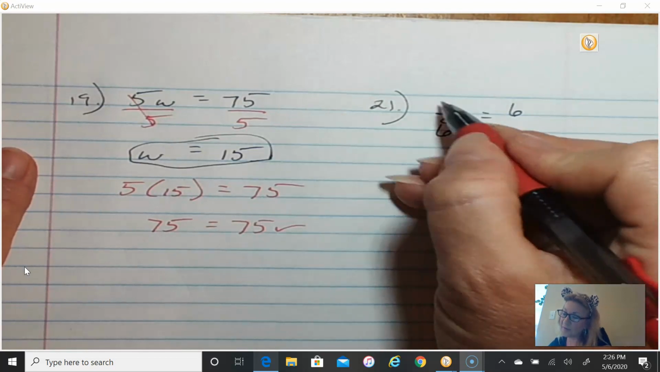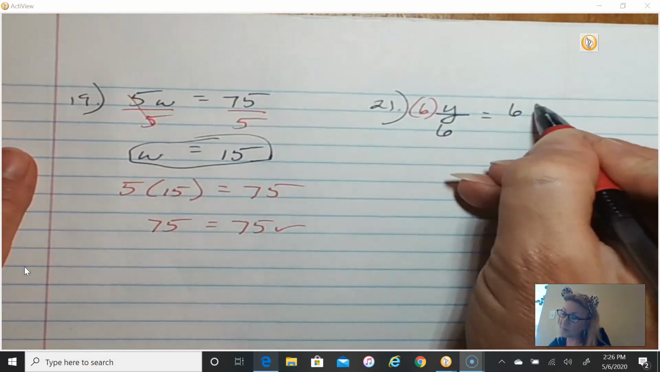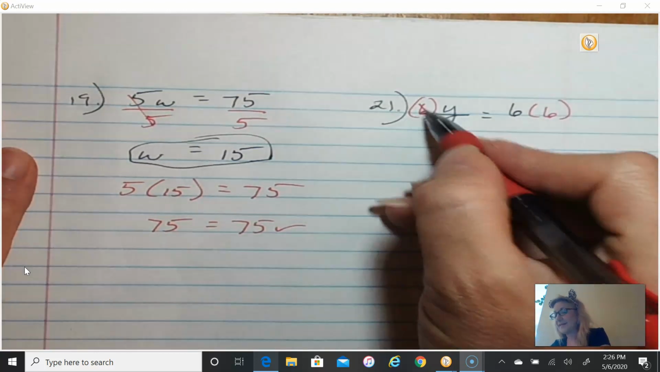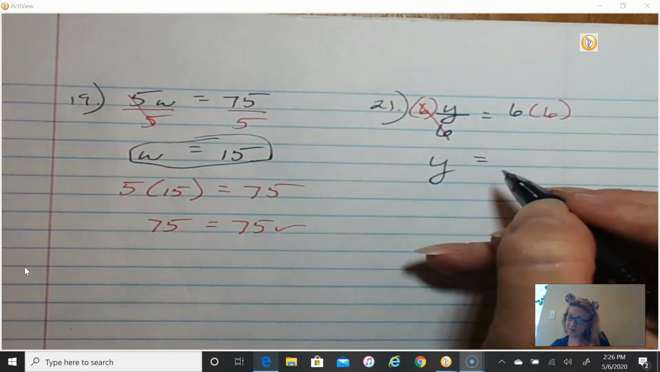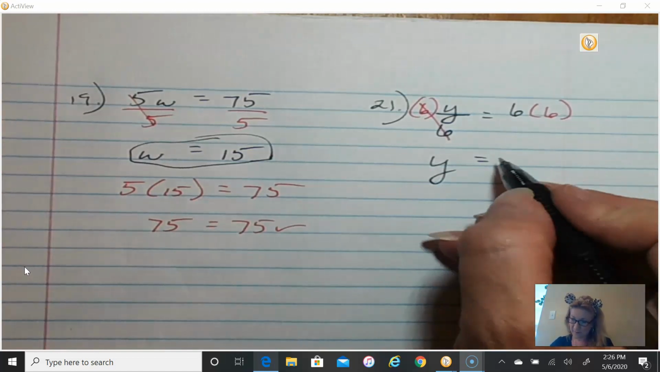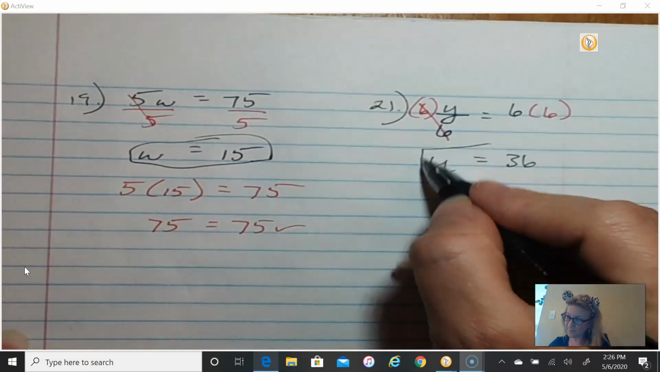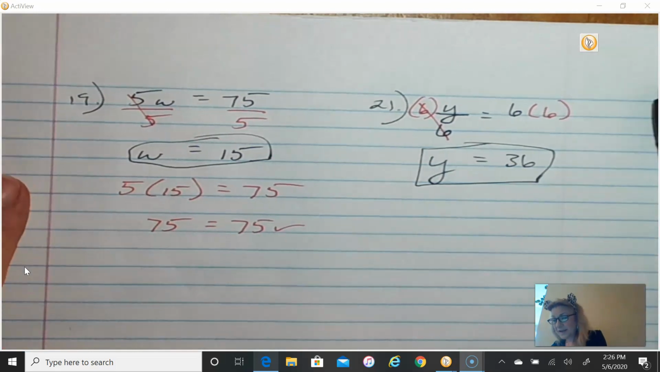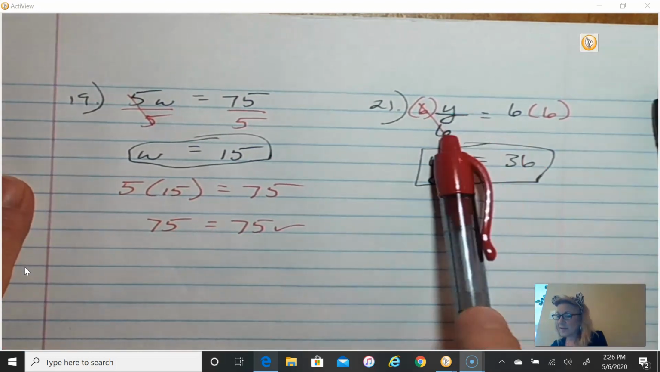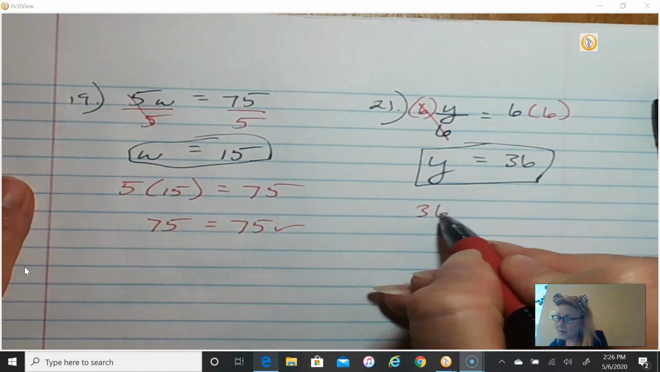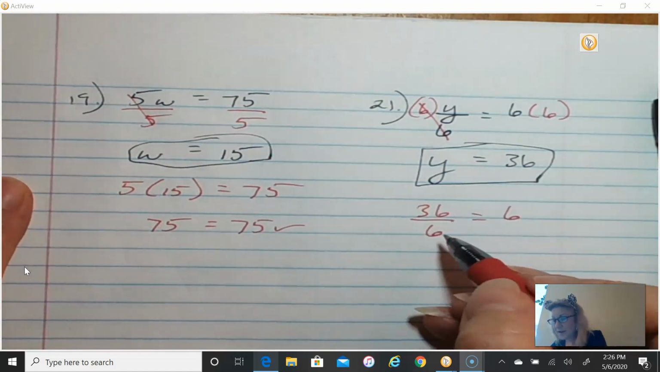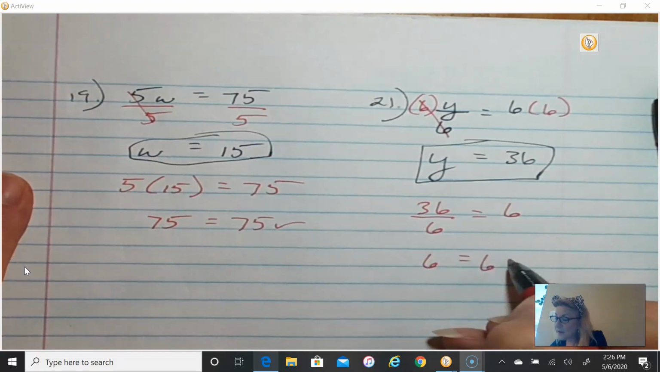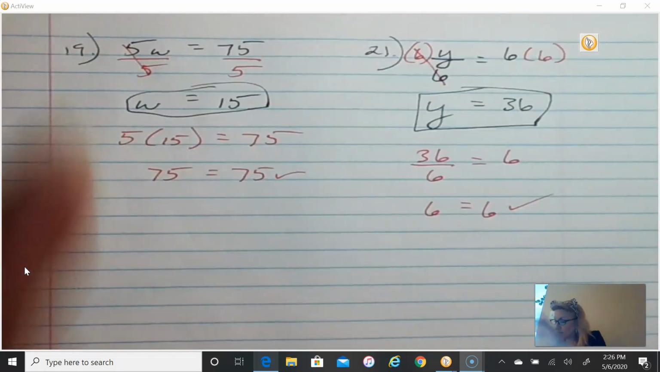Okay, so the opposite of division is multiplication. We're going to multiply both sides by 6. Those 6's cancel out. Y equals, what is 6 times 6? 36. Let's check it. Substitute that 36 in with y. 36 divided by 6 equals 6. And yes, it does.